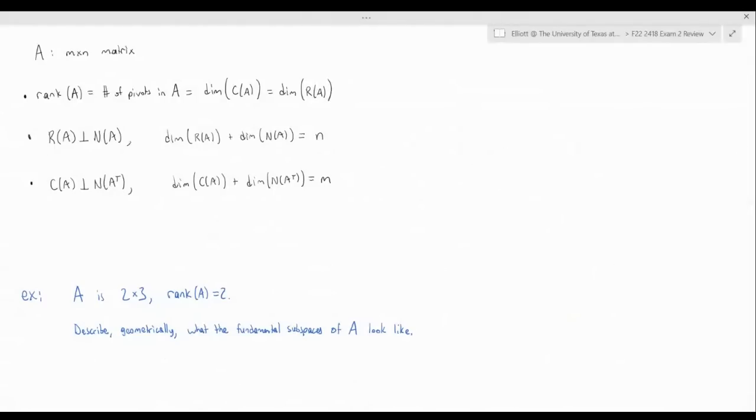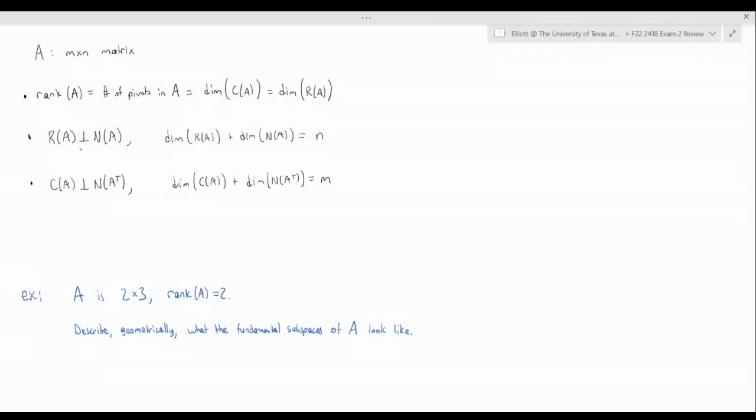So talking a little bit more about the fundamental subspaces. So there was the notion of the rank of a matrix. So remember that the rank of A is equal to the number of pivots in A. And it also happens to be equal to the dimension of the column space as well as the dimension of the row space. Okay. And that's because you get one basis vector for each of these with each pivot column and each pivot row. Okay. So that's the rank of A.